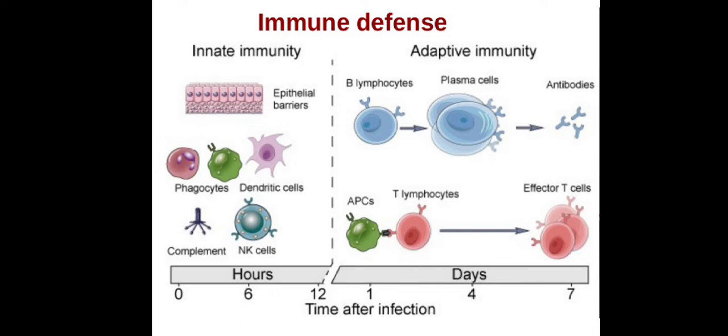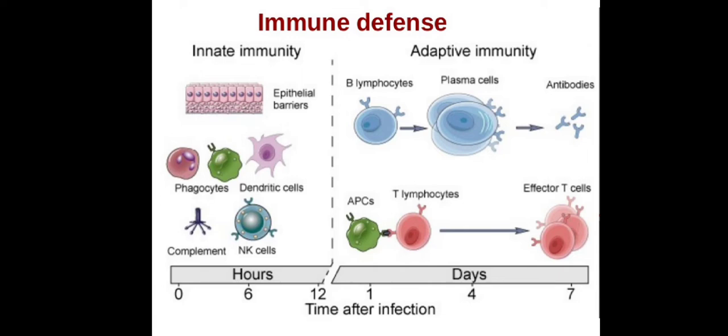In adaptive immunity, we have T cells and B cells. They take a little time to act against those organisms. So innate immunity acts faster, within hours. Adaptive immunity takes time. Why do they take time? Because they need prior sensitization.